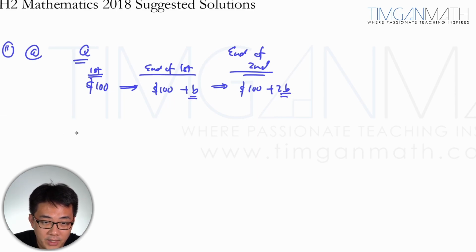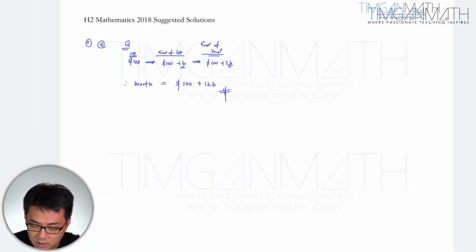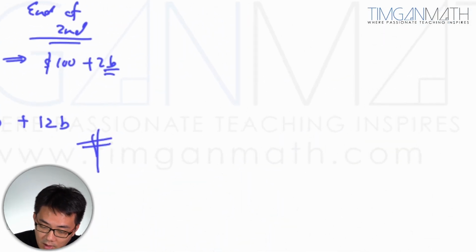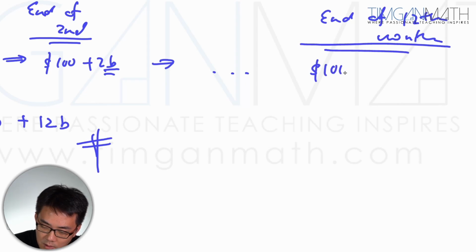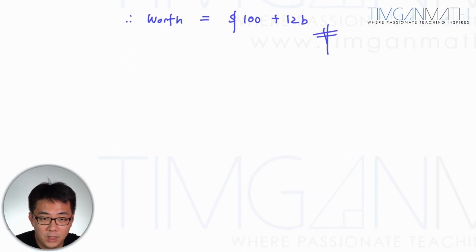So for the first part, find in terms of B how much 100 invested on 1st January will be worth at the end of 31st December. So hence, how much is the $100 invested worth? The total worth would just be 100 plus 12B. Alright, so I think the first part is pretty okay. It's just, yeah, so at the end of 12 months, will just be 100 plus 12B. That's about it.